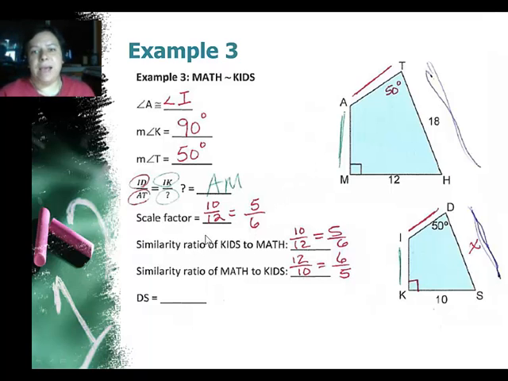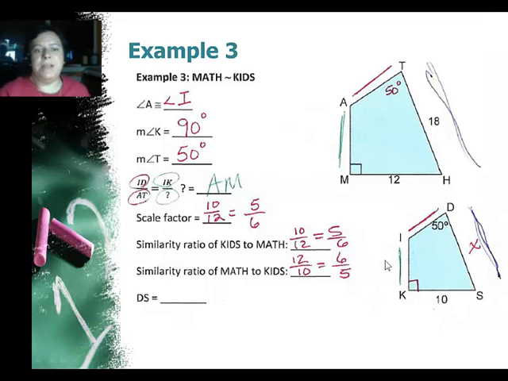Now we have the scale factor, which is always the transformed polygon over the original polygon, the image over the pre-image. So here it's 10 to 12. I picked the sides where I have two numbers on both sides. And that simplifies to 5 to 6. And the similarity ratio of kids to math, since it has a transformed polygon first, that's the same as the scale factor. And the similarity ratio of math to kids, that's the reverse, so it's the reciprocal. Instead of 10 to 12, it is 12 to 10, which is 6 over 5.